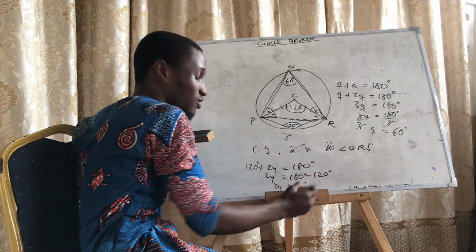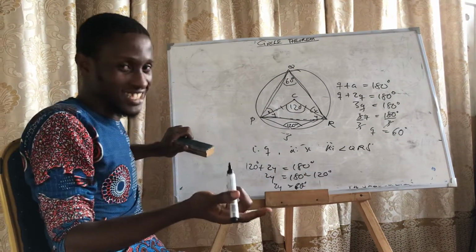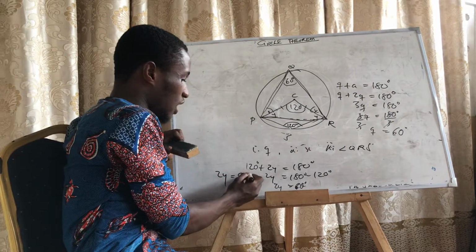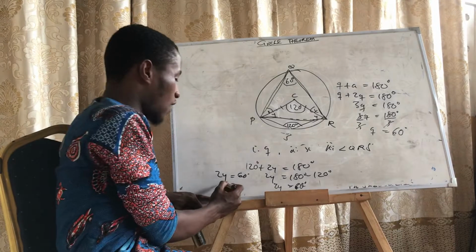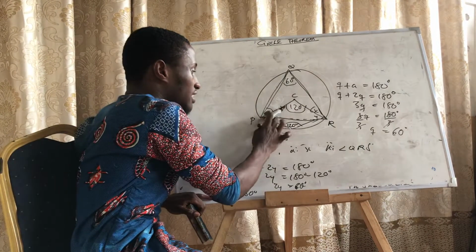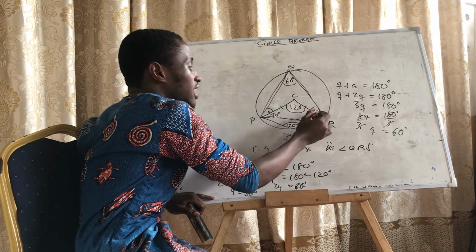60 degrees. Who am I saying thank you? Maybe you are the one answering. So 60 degrees. So now I have 2y equal to 60 degrees. I'll divide 2 by 2. Then I'll have y to be what? 30 degrees. So it means that here is 30 degrees. Here is what? 30 degrees.